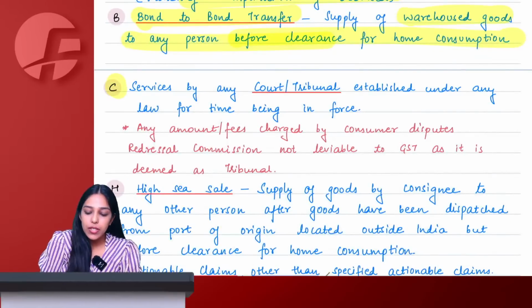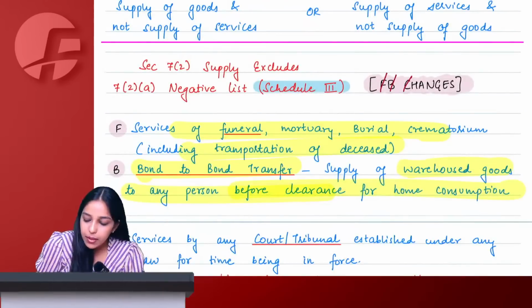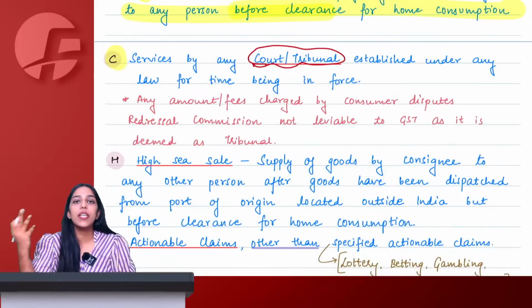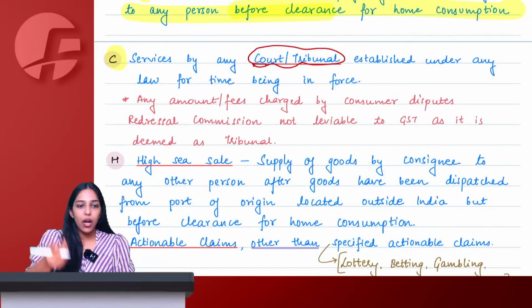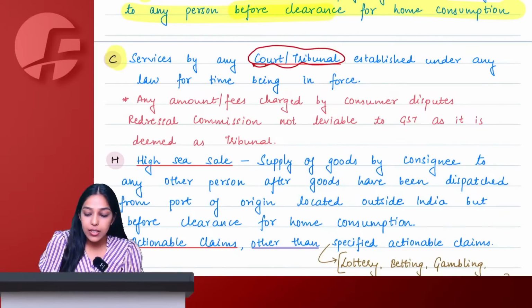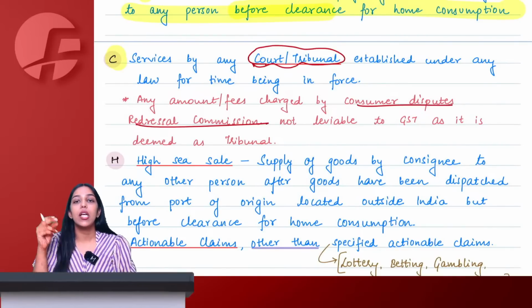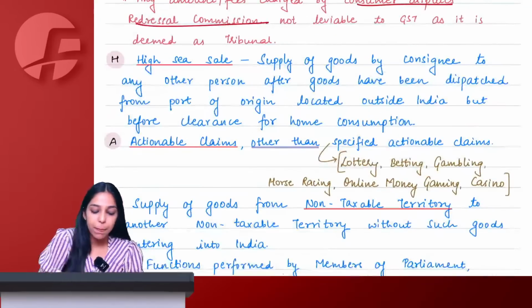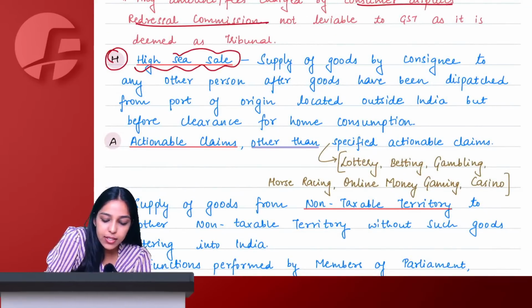C means services of court or tribunal. Of course, justice should be tax free for all of us. So to avail justice, if you are paying any fees in court or tribunal or even consumer dispute redressal commission, all of these fees that you are paying there will not be considered as supply and therefore not taxable under GST. H means high sea sale.